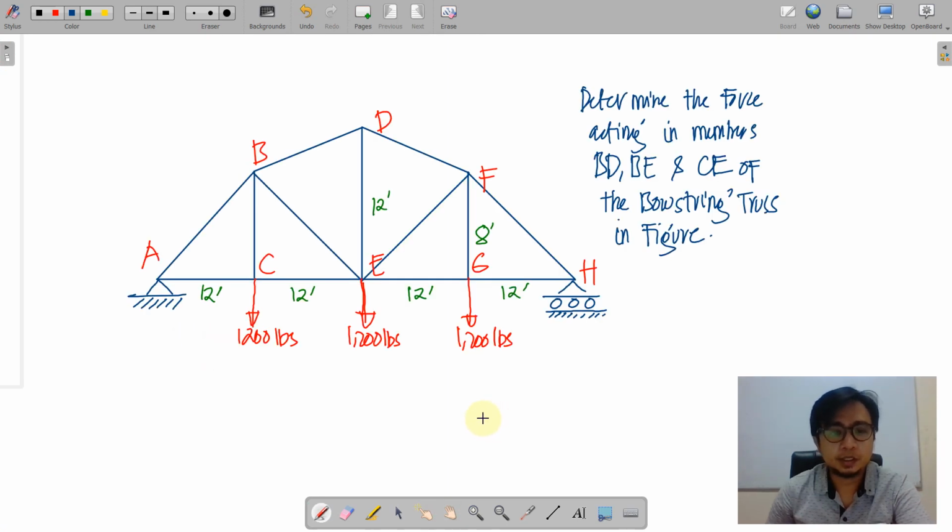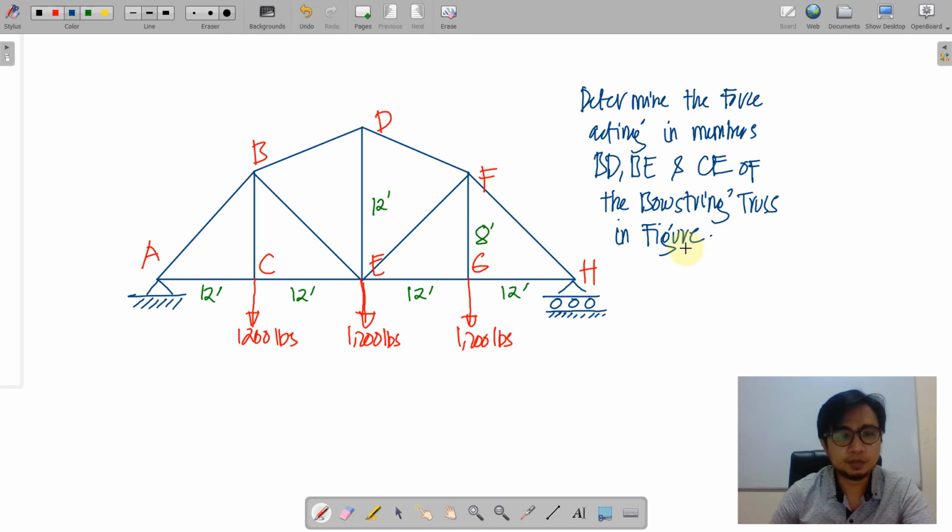So here is the problem. The truss is loaded with three 1,200-pound loads along C, E, and G. The base span is 12 feet for each span. We have an 8 feet height here and a 12 feet height on the king post. We are to determine BD, BE, and CE of this bowstring truss.